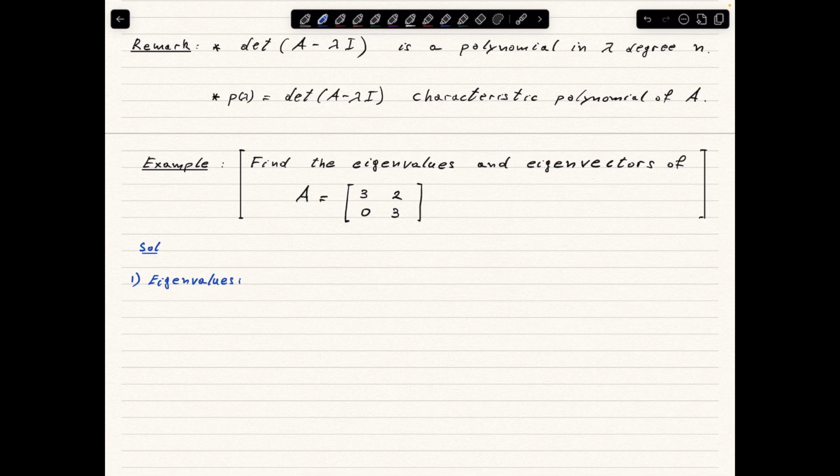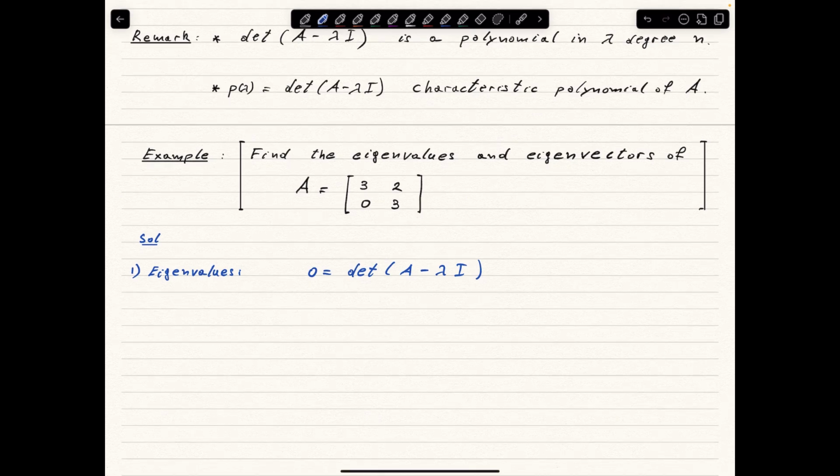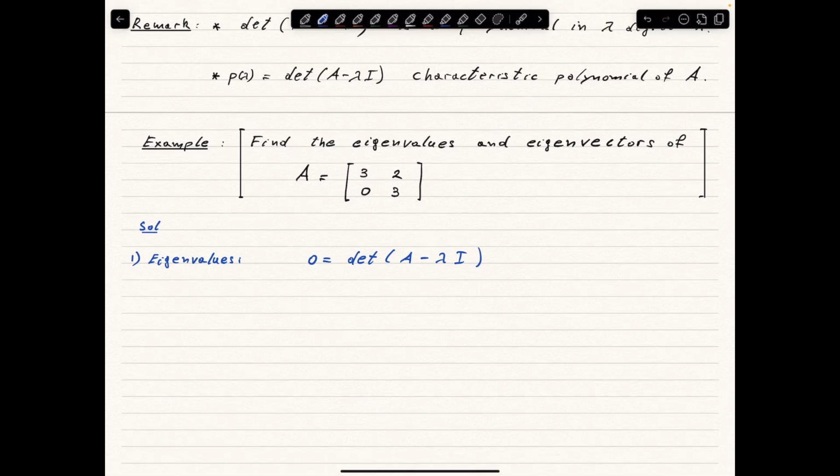Okay, what do we need to do? We need to solve the equation 0 equals the determinant of a matrix that is the original matrix A minus lambda times the identity matrix. And lambda here is the unknown, and this is an equation on lambda. Okay, so what equation is that? We have the determinant of a matrix, and the matrix is matrix A, which is 3, 2, 0, 3, minus lambda multiplied by the identity matrix, which we know is 1, 0, 0, 1.